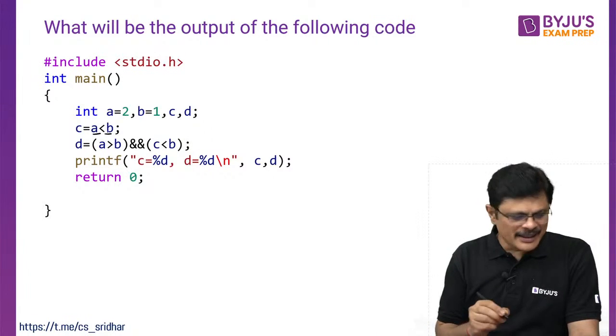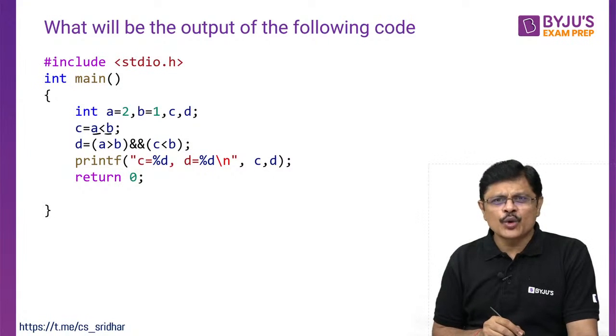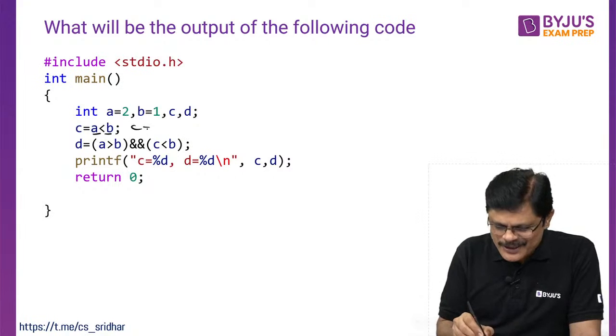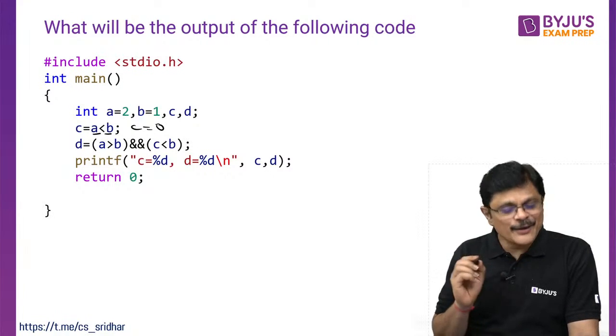Is 2 less than 1, true or false? Now, is 2 less than 1? No. So this is 0. The value of C will be 0, fine.